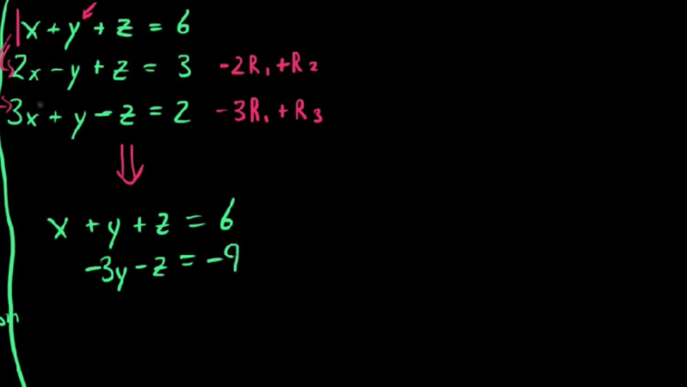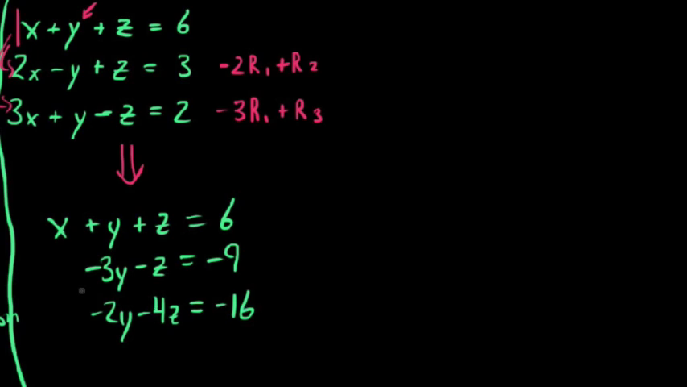Let's talk about our third row, where our 3x is now gone. We said negative 3 times the first row or equation, so negative 3 times y is negative 3y, plus a positive y is negative 2y. Let's change our color here, negative 2y. Negative 3 times z is negative 3z. Negative 3z plus another negative z is negative 4z. And then negative 3 times our 6 is negative 18, and negative 18 plus a positive 2 is negative 16. So here's our new row equivalent system.